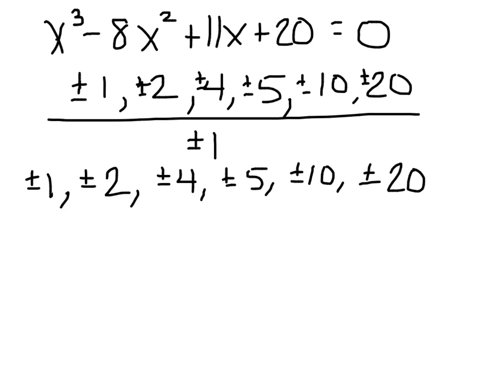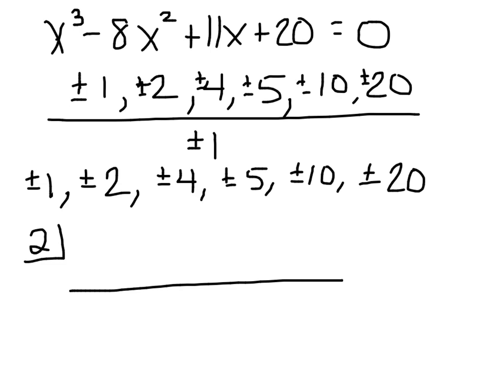Now, here's how you find out which one works. You're going to roll the dice, and what I mean by roll the dice is pick a number out of your list of possible solutions. Start small. 2. What I'm going to do is put 2 in the backwards L, and I'm going to synthetic divide it.